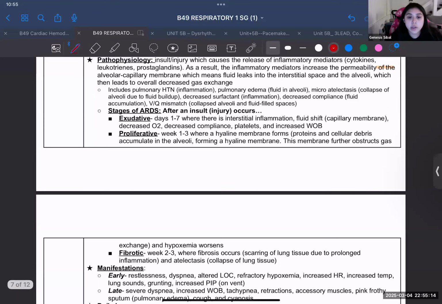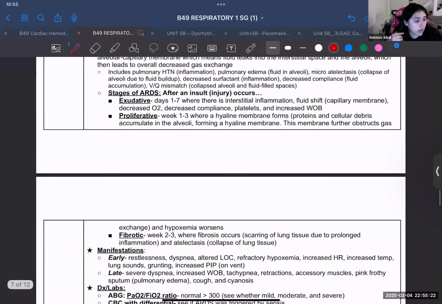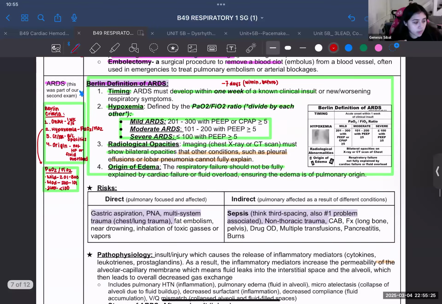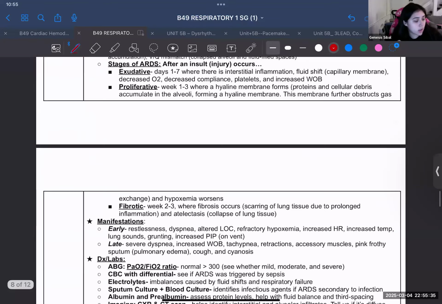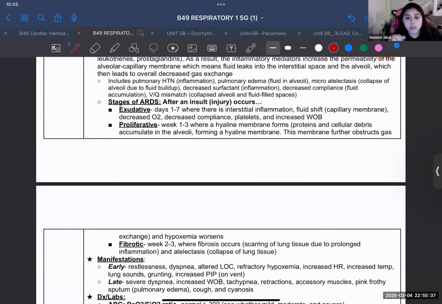It starts off with the inflammation, it grows, you have more of that debris, you're having worsening, and then eventually by the second and third week, you're just having that scarring and you're having more of that hypoxemia. And remember, we're talking about the different stages. That's what we're talking about too in terms of the PaO2 and FiO2 ratio, how mild, moderate, severe the hypoxemia is, and that could also be associated with the different stages.